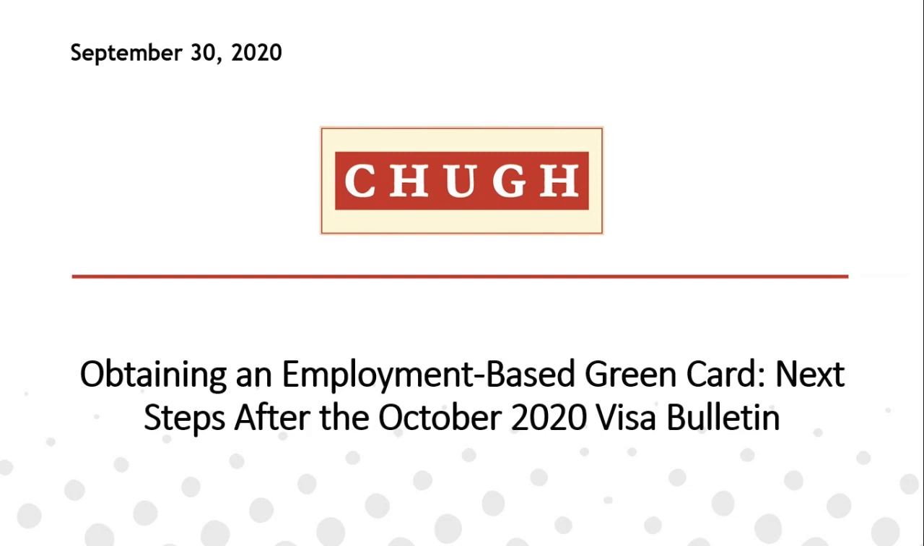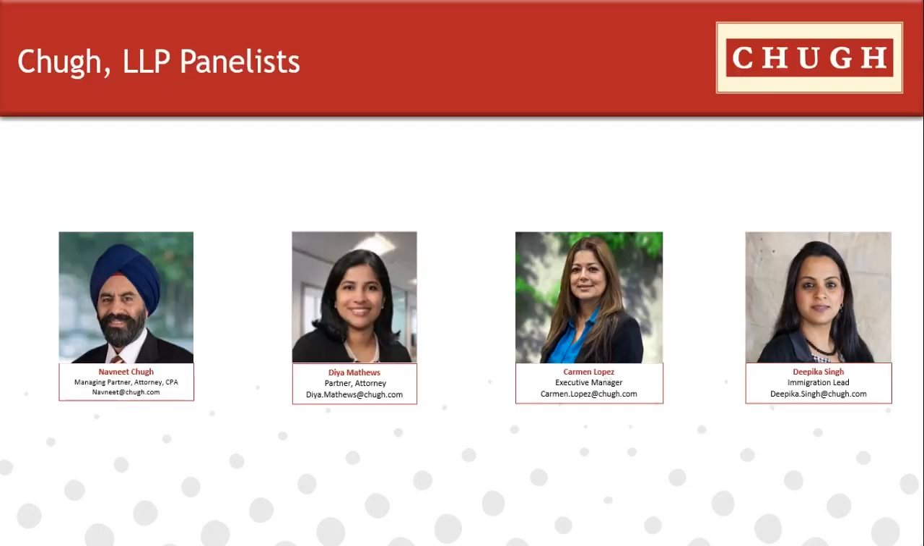We have a great, talented panel of experts here today with me to answer your questions regarding adjustment of status, and regarding downgrading from EB3 to EB2, since EB3 is now ahead of EB2. I have three of the most wonderful immigration professionals in the country: Dia Matthews from Edison, New Jersey, Carmen Lopez from Los Angeles, and Deepika Singh from Santa Clara. My pleasure to have them with me today.